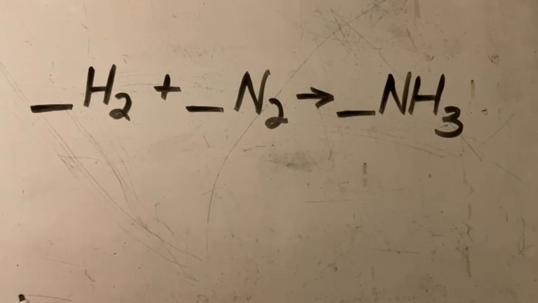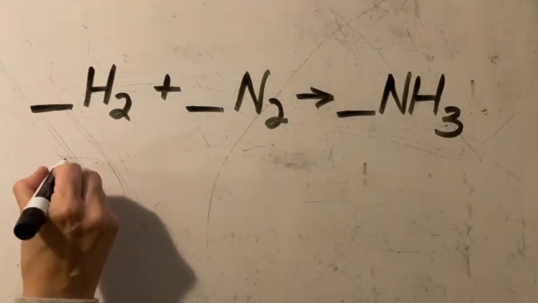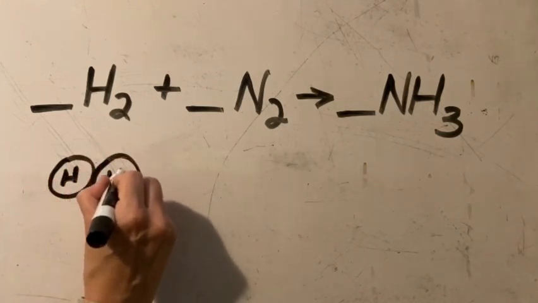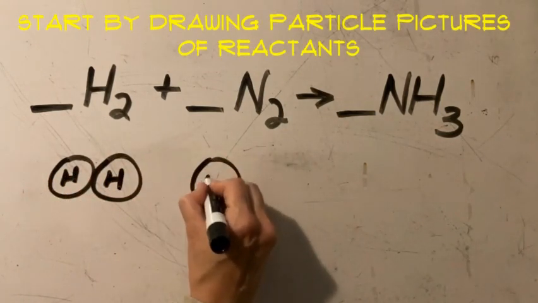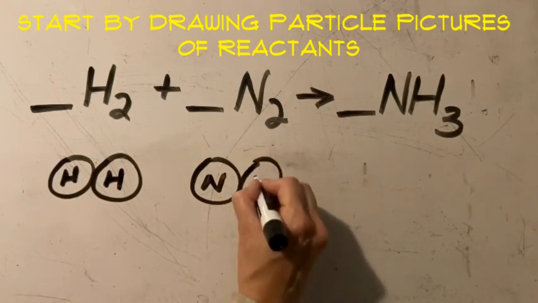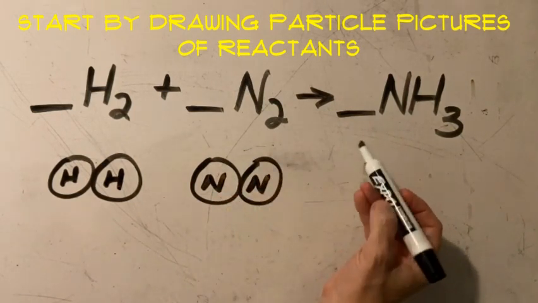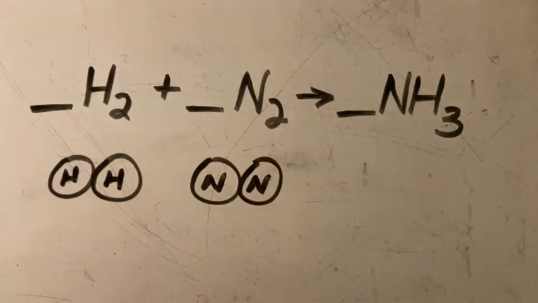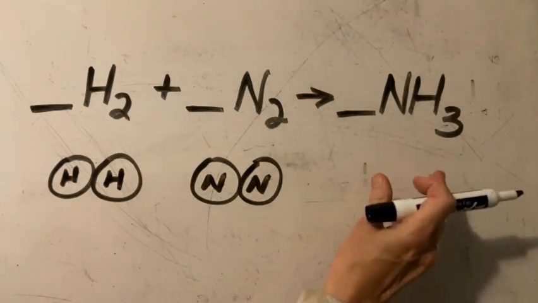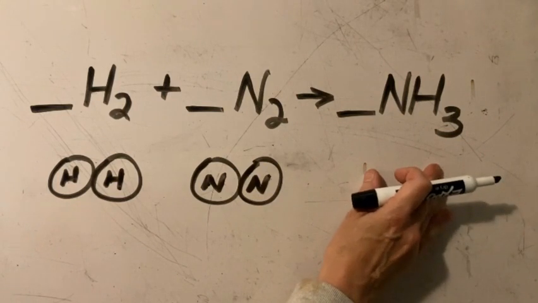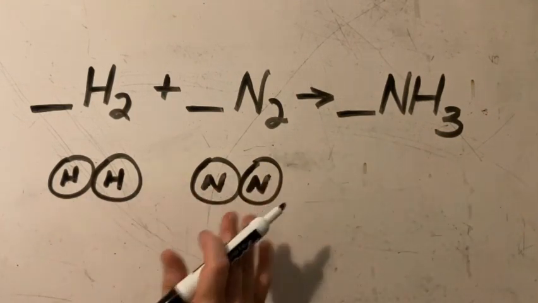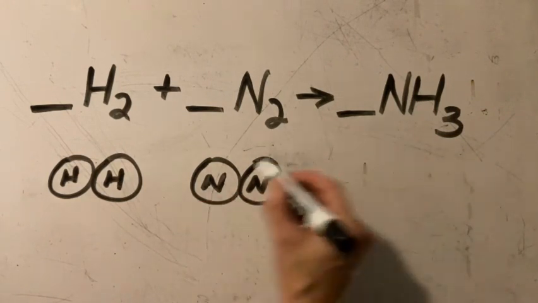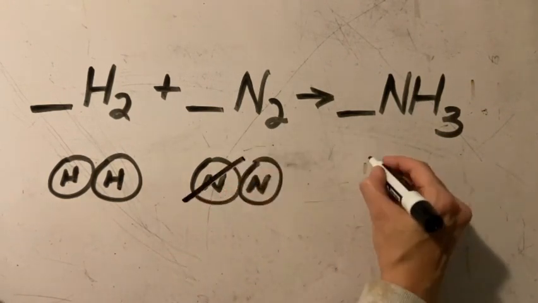Here we go again. This time we're reacting hydrogen with nitrogen to form ammonia, which is a cleaning product, and its formula is NH3. So how much of our product NH3 can we make using our reactants? Where does this N come from? It comes from the reactant side.